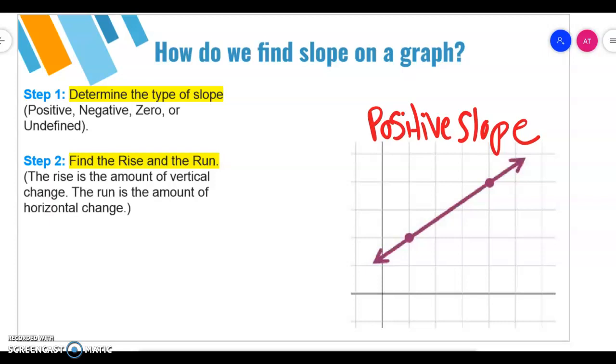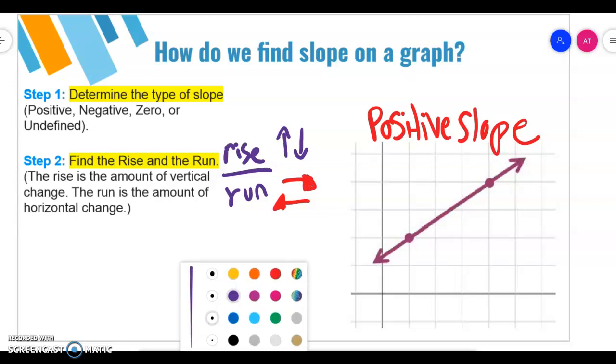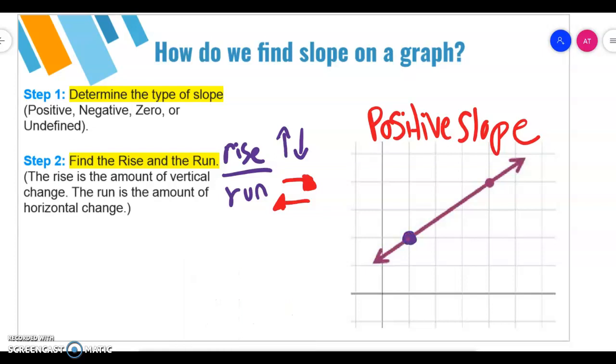Our second step would be to find the rise and the run. So remember, the rise is a vertical amount, up and down. And run is horizontally, running left or right. So we need to start at our furthest left point, which is going to be right here. And the reason it's a point is, look, it hits right in between the x and y coordinates. So we're going to hit it right there.